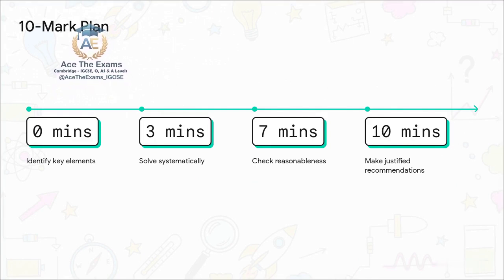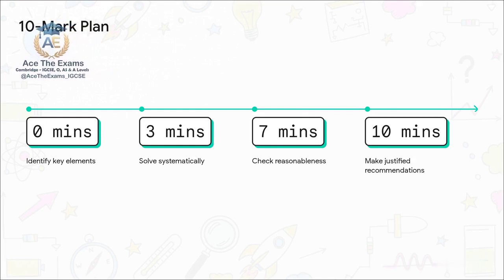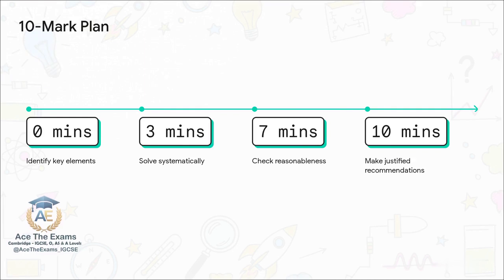At 0 minutes, you are strictly identifying key elements and decoding the command words. No calculating yet, just breathing and planning. By minute 3, you've selected your framework, like hf equals E1 minus E2, broken the problem into logical steps, and you are solving systematically, showing all your working for those beautiful method marks.